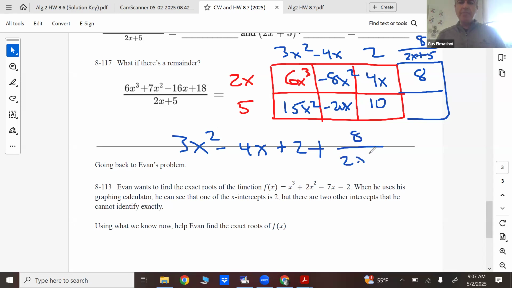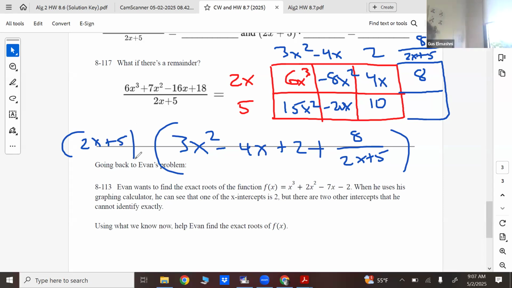Why am I doing that? Because if I multiply this by 2x plus 5, I know this times this gets me that plus 10. I need to have this extra thing here to get 8 more. Because I had 10 originally, I need 8 more, if you multiply by 8 over this. So you can't just write 8? No, it's a remainder.